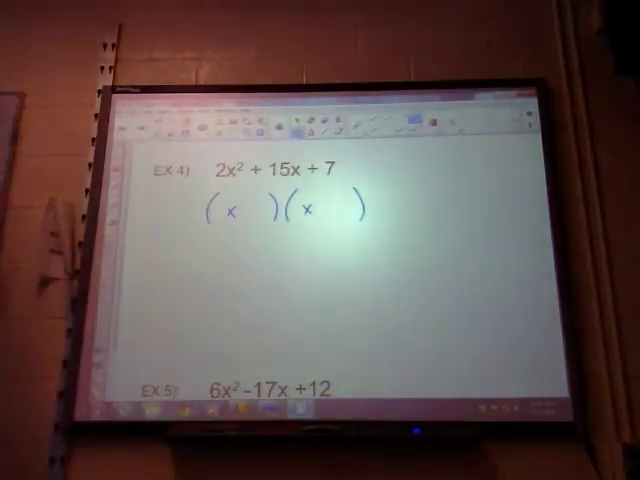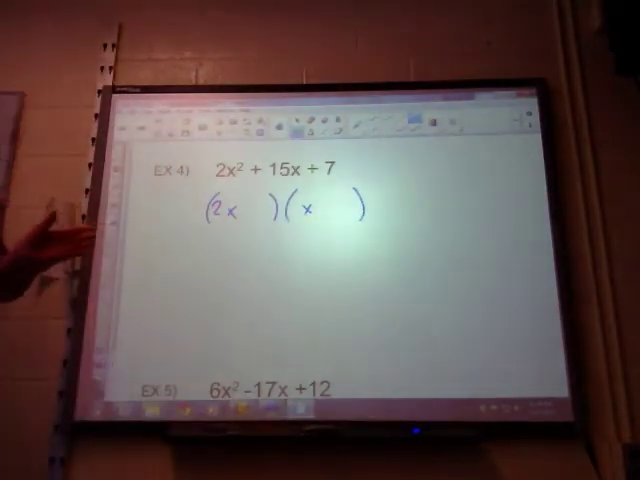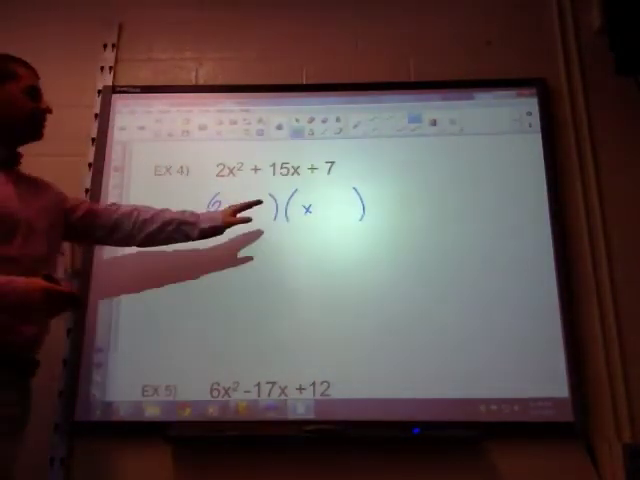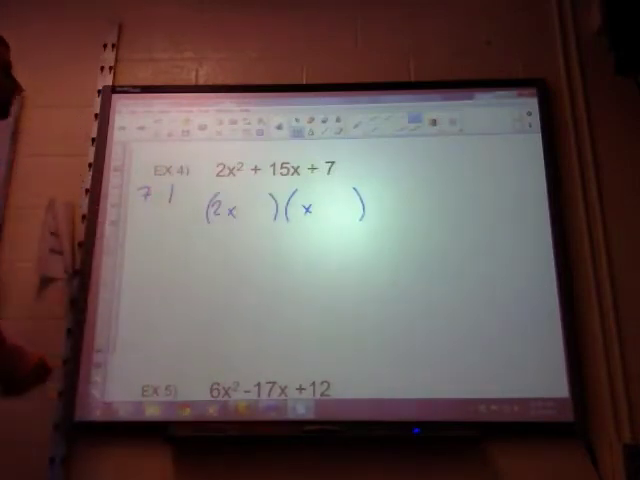What numbers can multiply together to get 2? It's really just 2 and 1. So we're going to put 1 as 2x and 1 as just x. There's no other way to get to 2 through multiplication. And our last term is 7. So our factors of 7 are really just 7 and 1.